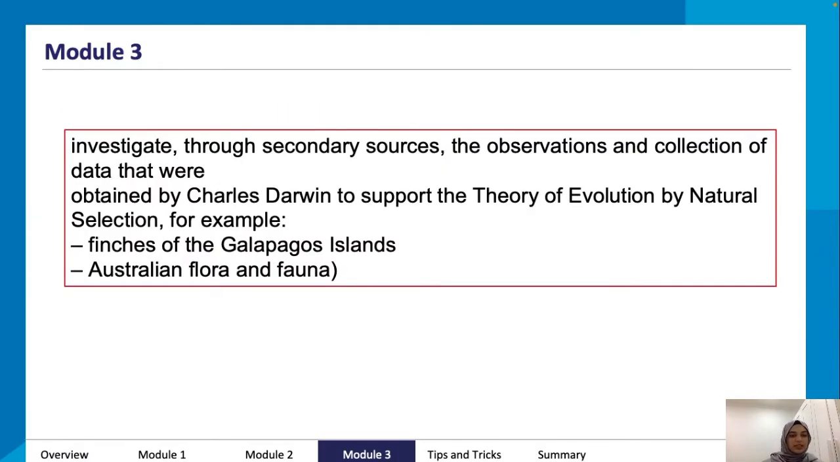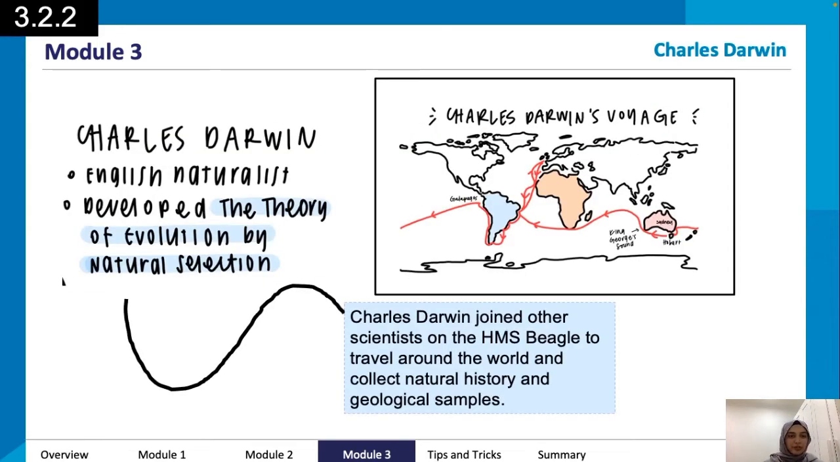Next up, let's investigate through secondary sources the observations and collections of data that were obtained by Charles Darwin to support the theory of evolution by natural selection. For example, finches in the Galapagos Islands, as well as Australian flora and fauna. Know these two examples, they're in the syllabus, which means you need to know them. So we'll go through them.